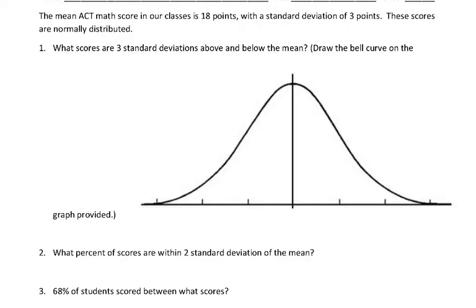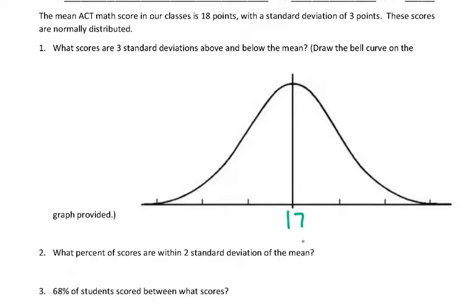The mean ACT math score in our classes is 18 points with a standard deviation of 3 points, and these scores are normally distributed. First, we want to show the scores for all three standard deviations above and below the mean, and we'll draw those on the bell curve. So we start with our mean in the middle.